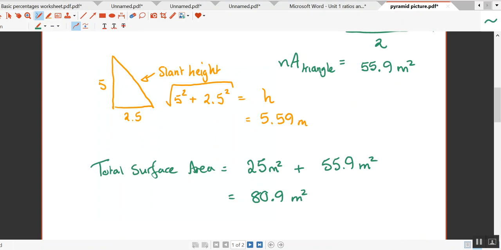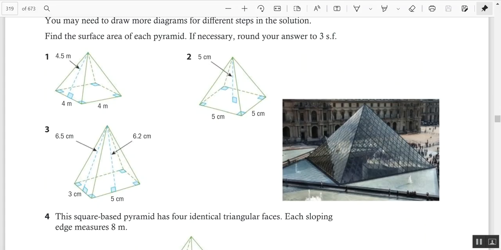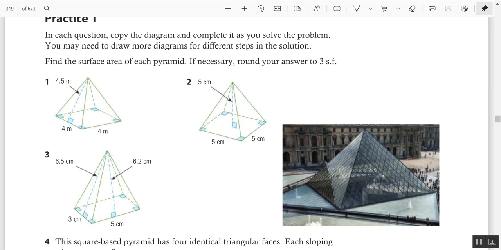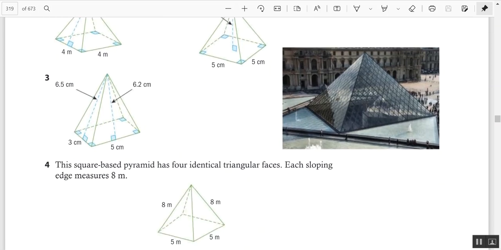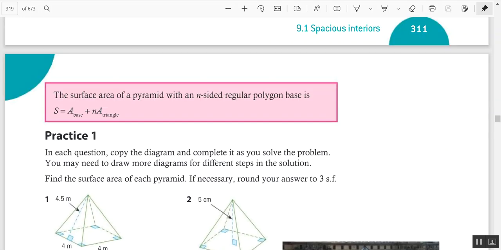Right. Okay, so over to you. You're given the height. This one, look, you're given the slant height. So that's why I didn't use that one. But you've got question 1 here, look. What's the difference in question 3? It's a rectangle. So you can't just do 4 lots of the triangle. This one actually doesn't go with this, does it?